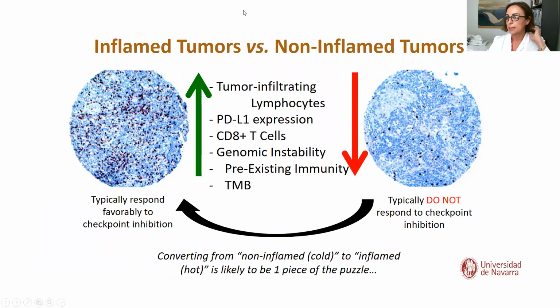And the point is that we know there are tumors which are called cold tumors, non-inflamed tumors, that typically do not respond to immunotherapy. On the other hand, there are hot tumors or inflamed tumors that typically respond to checkpoint inhibitors. These hot tumors have a lot of tumor-infiltrating lymphocytes, express high levels of PD-L1, have more CD8 positive cells, have genomic stability, and have a higher tumor mutation burden.